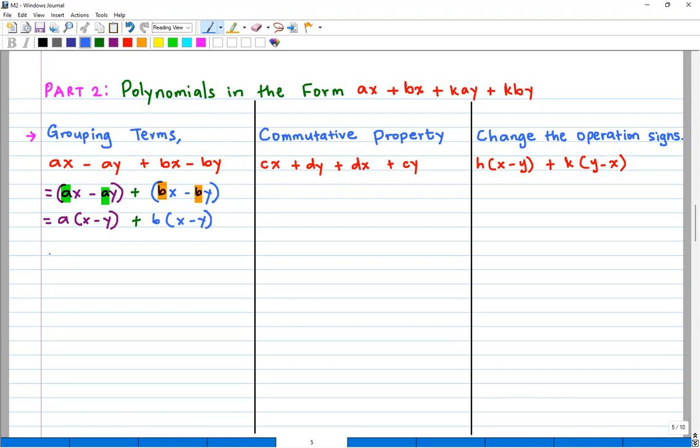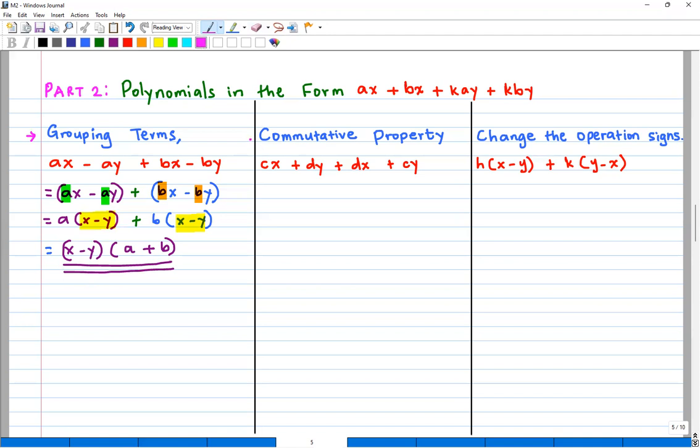Now at this step, you see that we are having another GCF, because this is x minus y and this is x minus y. So now we can go ahead and say that we are having x minus y into a plus b. So you see that when we first group the terms, it becomes easier for us to factorize.